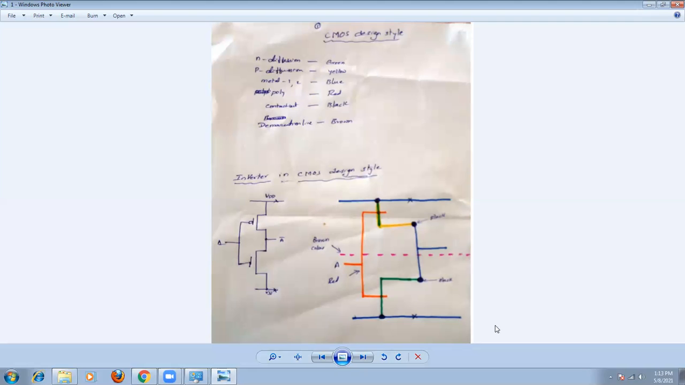Similarly, now this is the source of the transistor, this is the drain of the P channel transistor, and this is the drain of the N channel transistor. These two must be joined together.